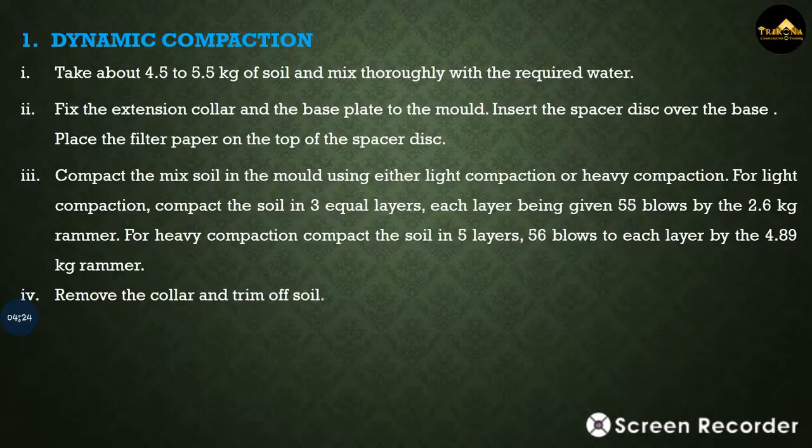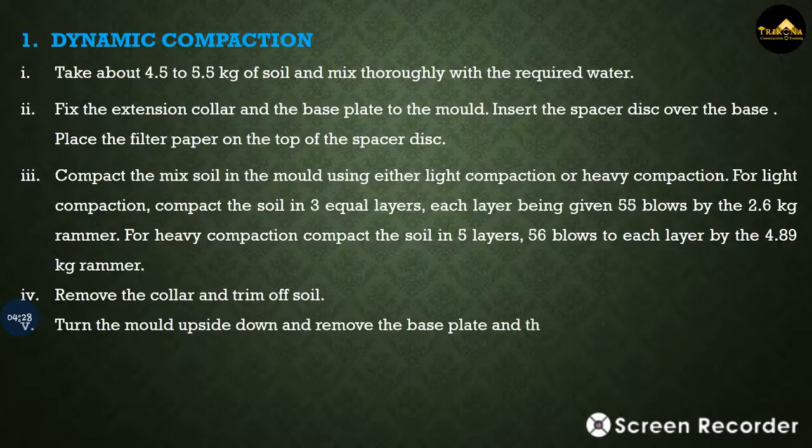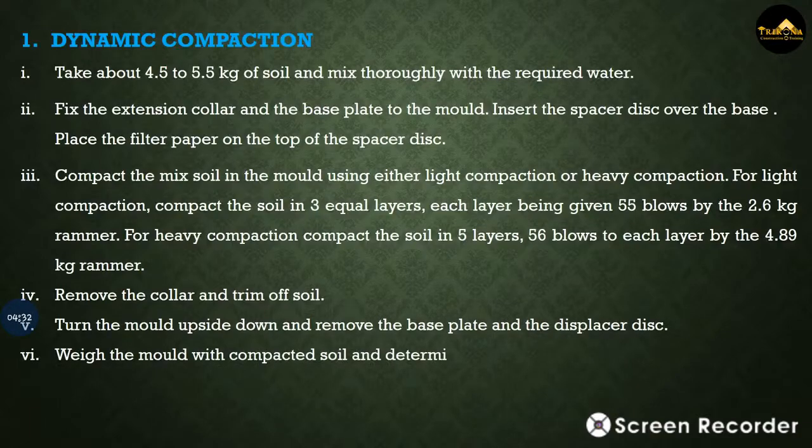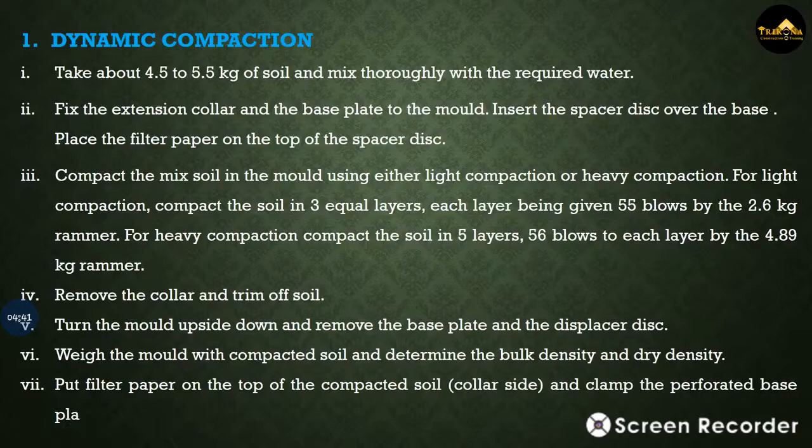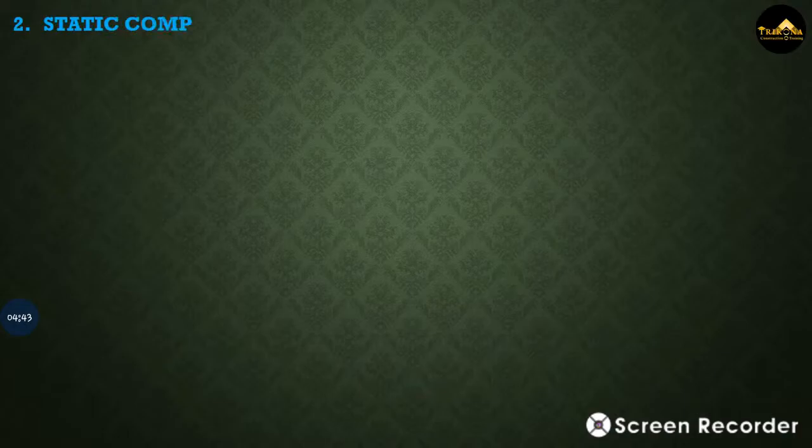Remove the collar and trim off the soil. Turn the mold upside down and remove the base plate and the spacer disc. Weigh the mold with compacted soil and determine the bulk density and dry density. Put filter paper on top of the compacted soil and clamp the perforated base plate onto it.